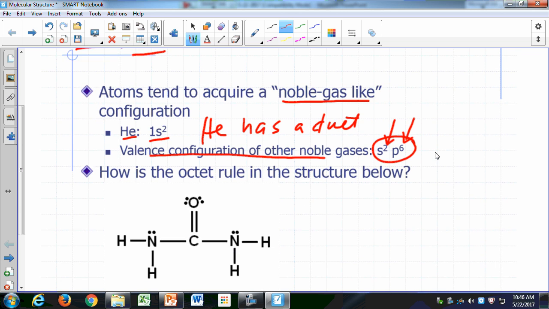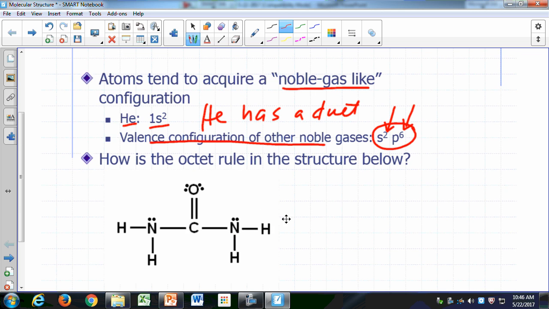So let's look at the structure shown here and see how the octet rule is illustrated in it. If you look at this nitrogen right here, it's surrounded by 2, 4, 6, 8 valence electrons. In other words, it's as if it has a noble gas configuration. So we say this nitrogen follows the octet rule.